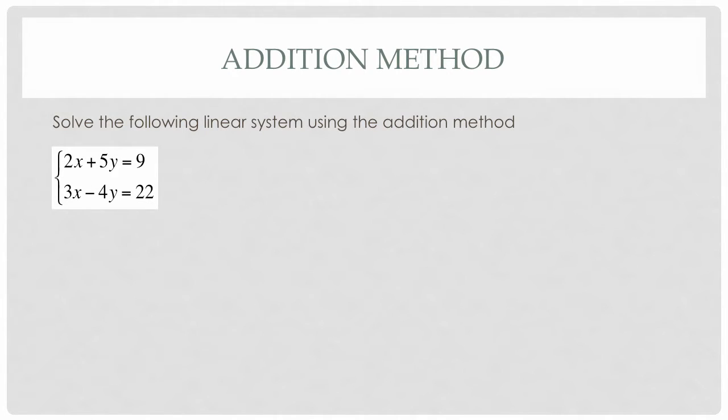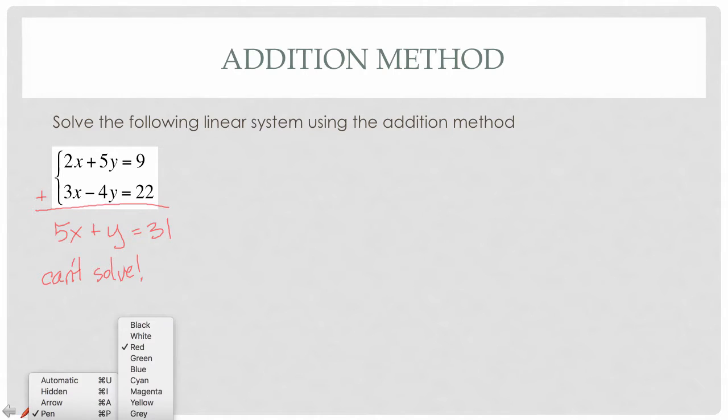So in the addition method, remember our goal is to add them together so that one of the variables turns to 0. Sometimes we have to do a little bit of work to get that. For example, what happens when I add these two together right now? 2x plus 3x gives me 5x. 5y plus negative 4y gives me 1y. 9 plus 22 gives me 31. And I do get a new equation, but it's still got x, it still has y. I can't solve that. That's not helpful for me.